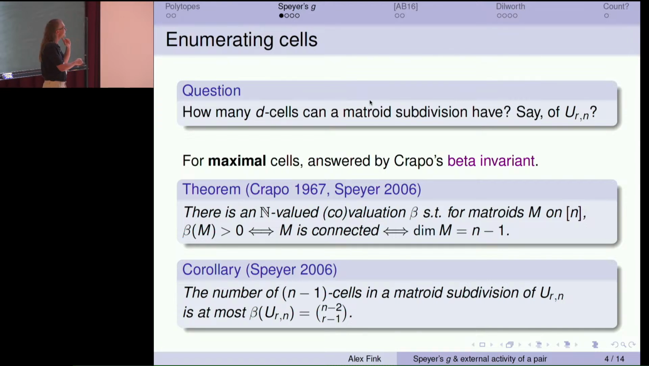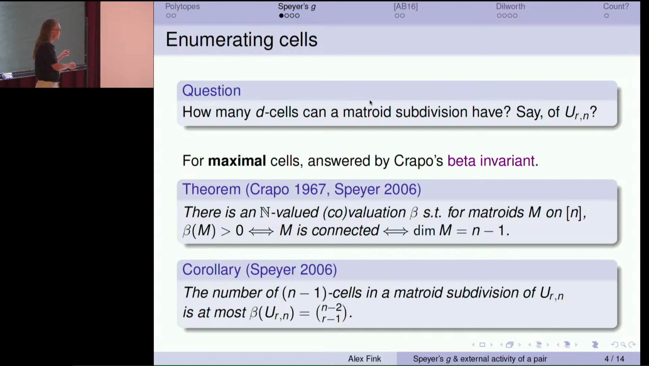It's actually both a valuation and a co-valuation, because it's 0 on low-dimensional things, so whether you add or subtract 0 doesn't matter. But it's a co-valuation. So this means if I have a subdivision, I add up the betas of all the pieces, I get the beta of the whole thing. Well, each beta is non-negative. Beta of the whole thing, if the whole thing is my uniform, is this binomial coefficient.